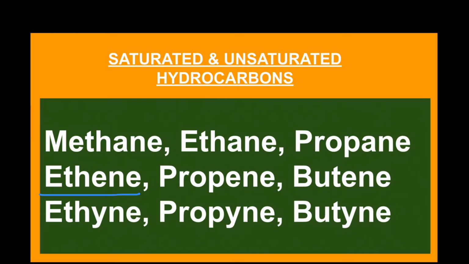Ethene C2H4, propene C3H6, butene C4H8, ethyne C2H2, propyne C3H4, butyne C4H6. If we see the structure of the simplest ones, let us take the example of ethane, ethene, and ethyne.